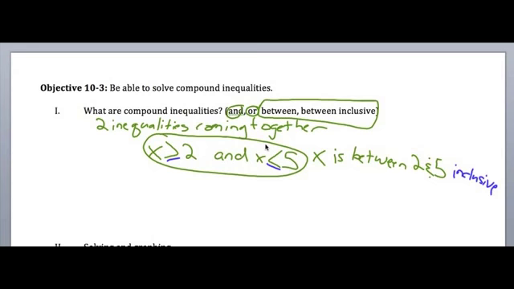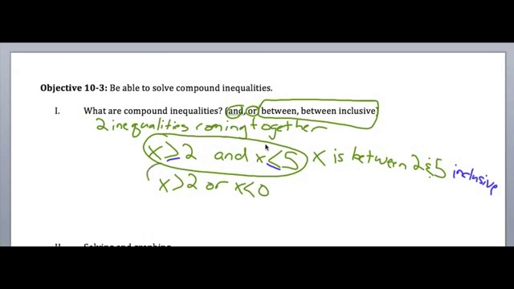Okay, you could have an or statement as well. You could have x is greater than 2 or x is less than 0. So basically, that's an expression for any number that's not between 2 and 0. Right? Because all the numbers bigger than 2 work and all the numbers less than 0 work, because only one of those two conditions has to be true with an or.